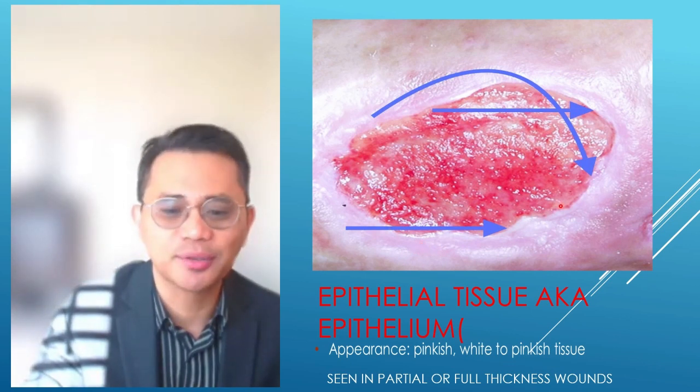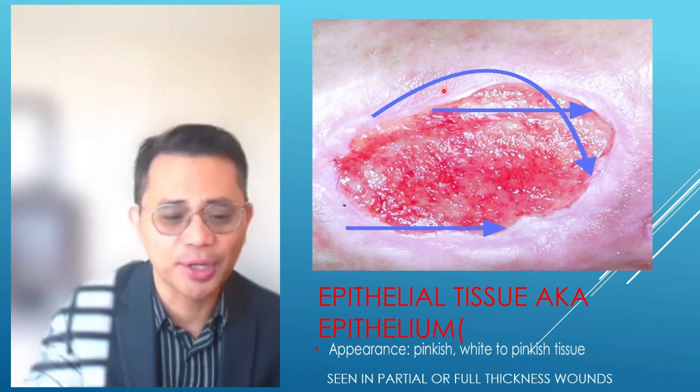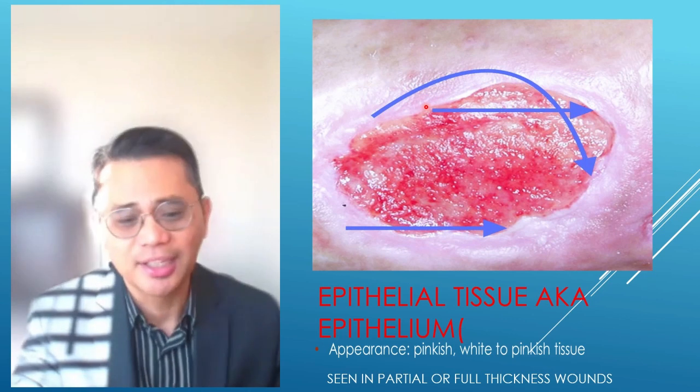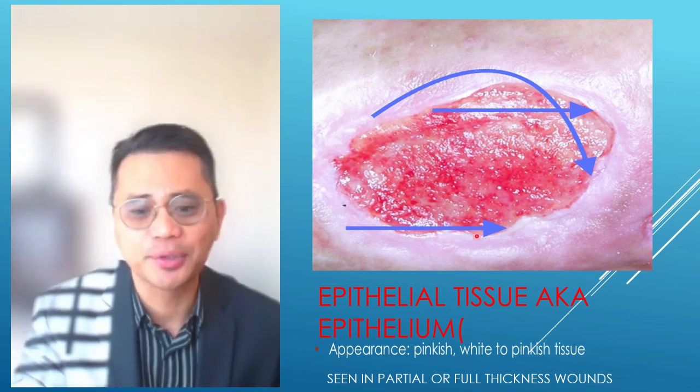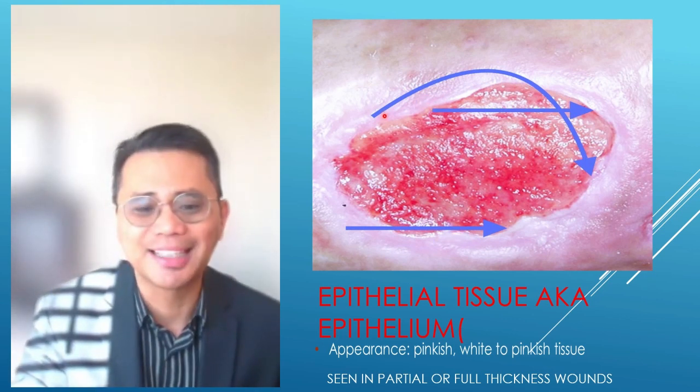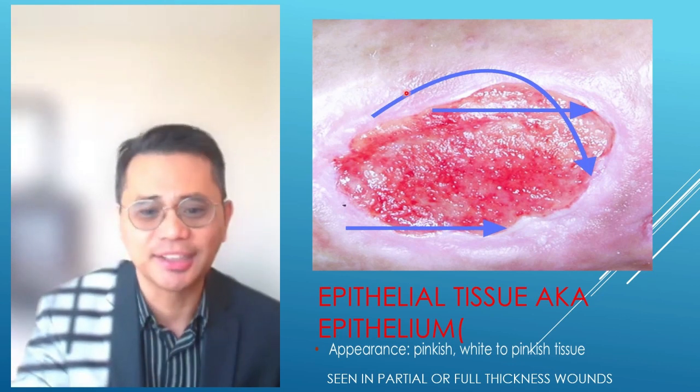You also see this in full thickness wounds, okay, because like you can see in this picture, once the wound base or the wound bed is filled with the granulation tissue, the next step in closing this wound, ladies and gentlemen, is to form this epithelial tissue coming from the edges of the wound, from the intact skin. They're gonna migrate towards the center, like what I already described, to resurface or to close the wound. It's what we call reepithelialization.